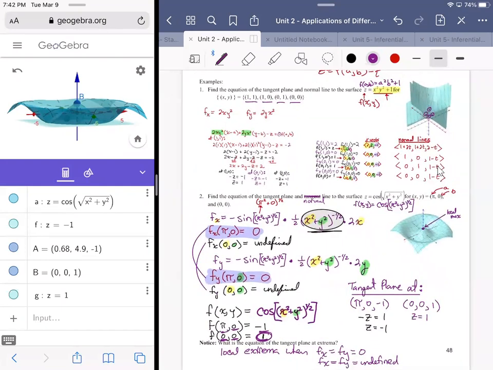Yep. So yeah, you know, we won't even bother with the normal line here. I'll take that as a typo. Typo being the word of the day.